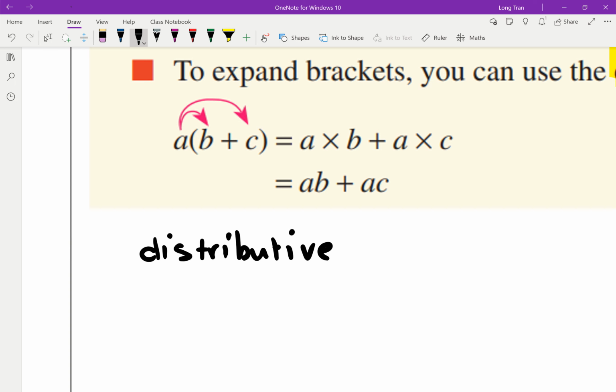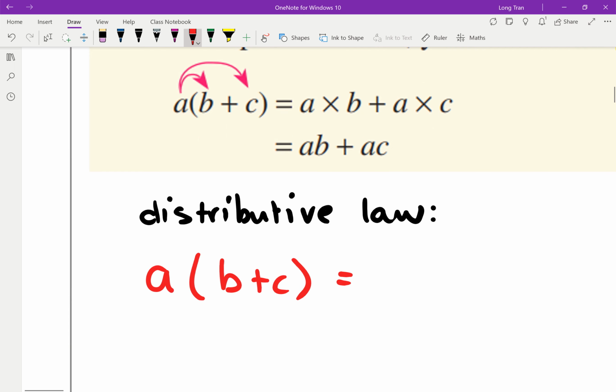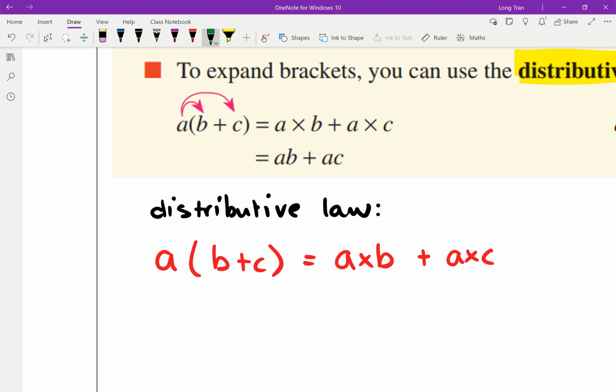So distributive law, and you should have A bracket B plus C is equal to A times the B plus A times the C. Okay, that's called the distributive law. I'm going to draw the arrows to remind you what they've done there too. So it's A times the B and A times the C. Most students will remember the first one, A times B. Most students forget to multiply the second term.